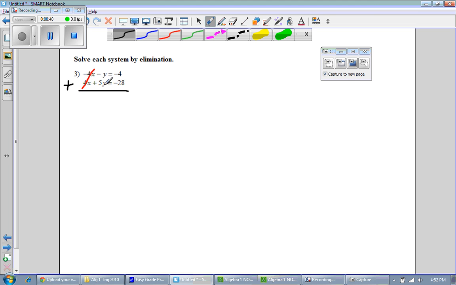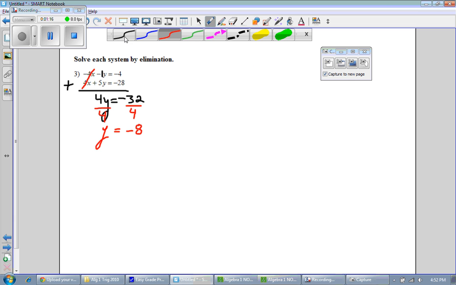We don't really have to write it, but we go over here and think, okay, what would happen if I add up those two y terms? Negative y plus 5y. We can imagine the 1 there if it helps us. Negative 1 plus 5 is 4y. And over here, negative 4 and negative 28, you add those together, you get negative 32. And look at that, in one easy step. We just divide both sides by 4. We've got y is equal to negative 8.